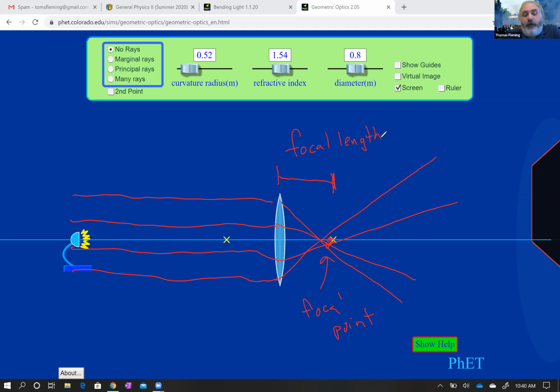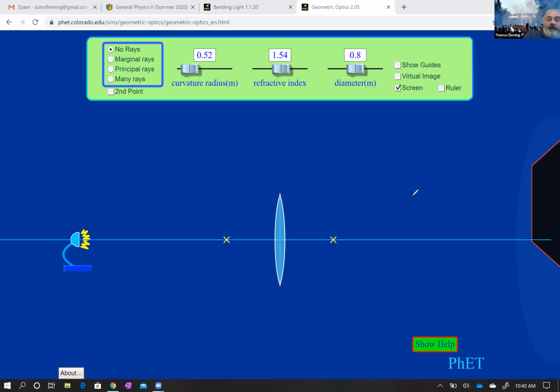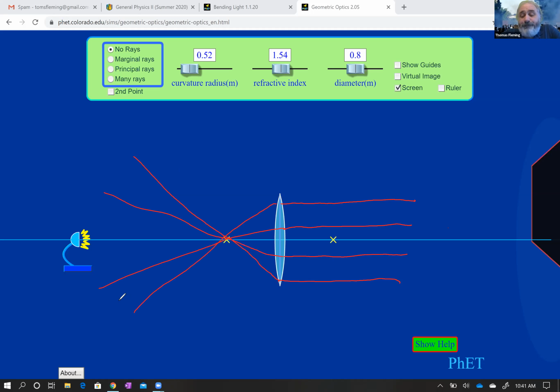You'll notice that they put a little yellow X on either side of the lens, and that's because, for most lenses, the focal length in the front would be the same as the focal length in the back. If I were to imagine a bunch of light coming in from this side and coming in parallel, that's a way better drawing. It would converge on that spot as well. So every lens has its own characteristic focal length.